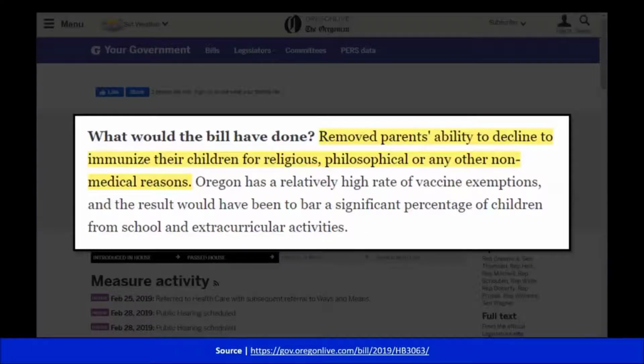It says, what would the bill have done? Remove parents' ability to immunize their children for religious, philosophical, or any other non-medical reason. So that means it is up to basically the NIH, the CDC, your doctor, maybe if he has enough power, to say, no, this child can't have this because of such and such a reason. Otherwise, you're getting that shot.